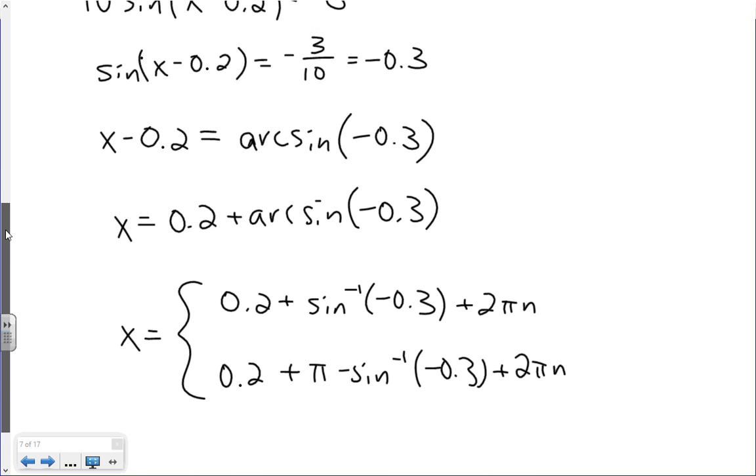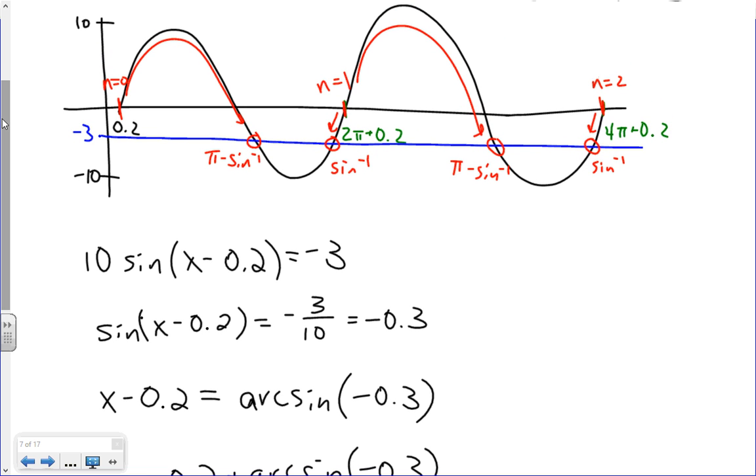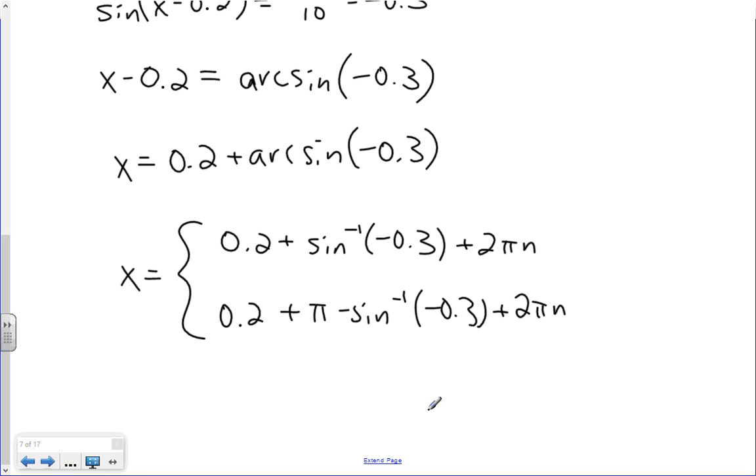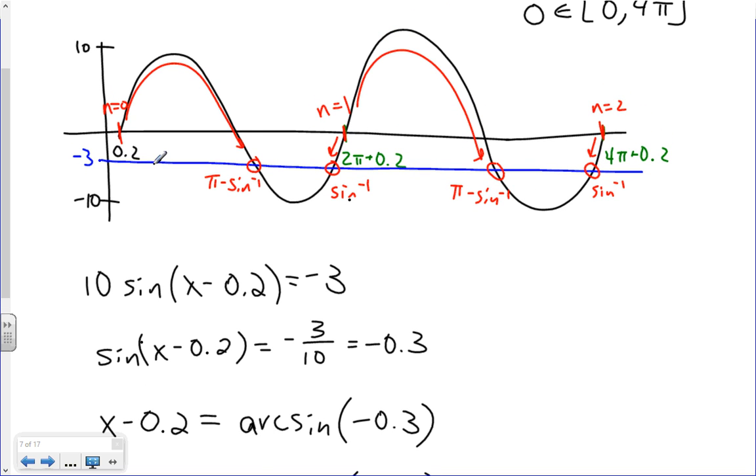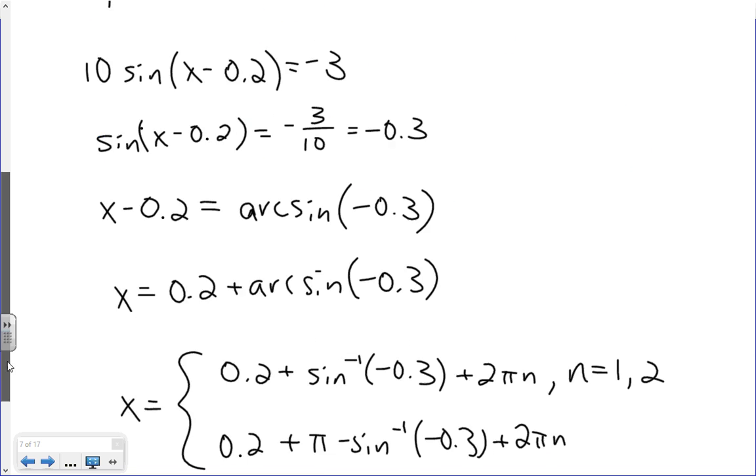Let's go back up to our sketch. We already did that work to start off with. For the sine inverse solution, here's n equals 1. That's one solution. And there was n equals 2. So we need n equals 1 and n equals 2 for that sine inverse solution. And for the pi minus sine inverse solutions, with n equals 0, here's one solution. And with n equal to 1, there's the other solution. So we need 0 and 1 for those values of n.